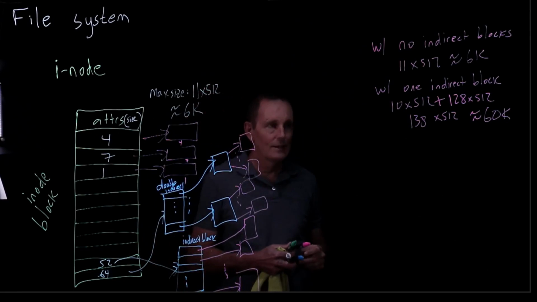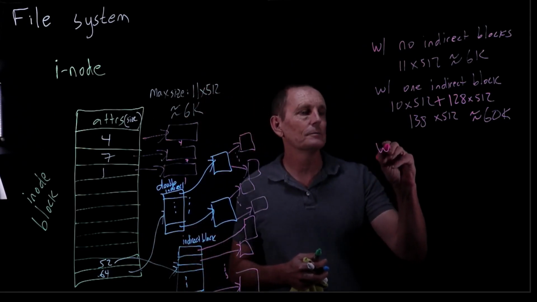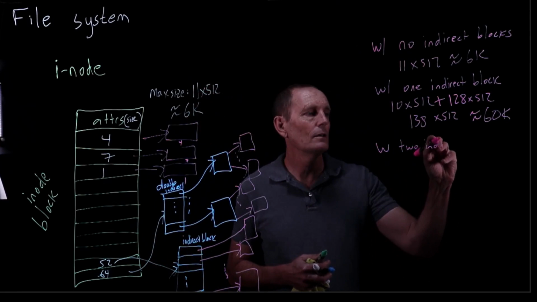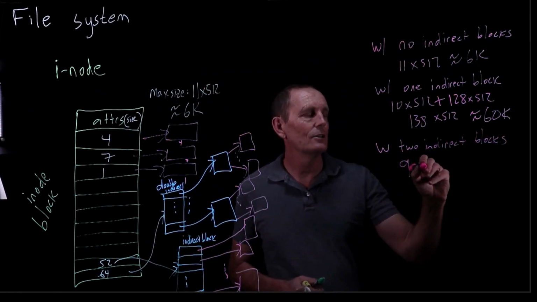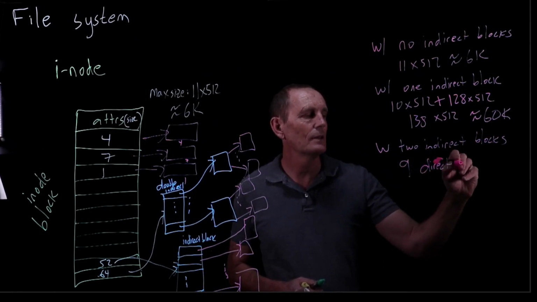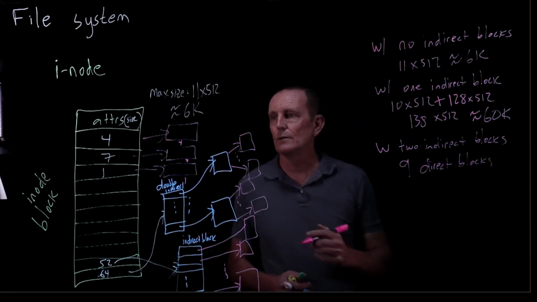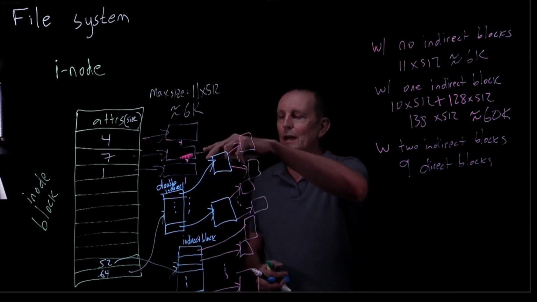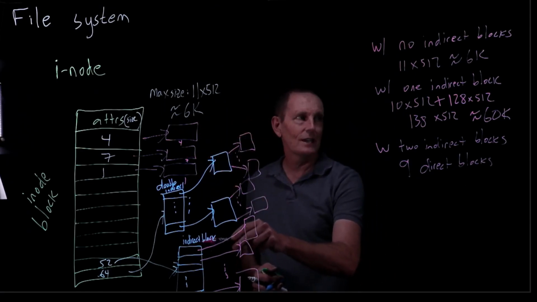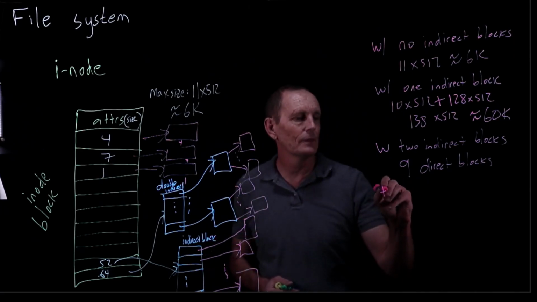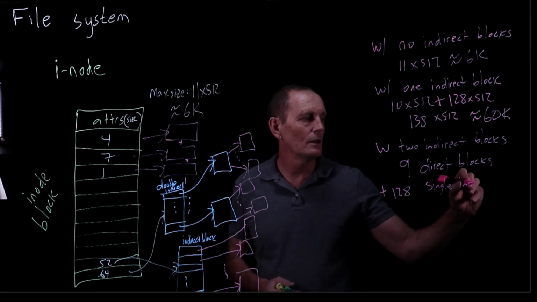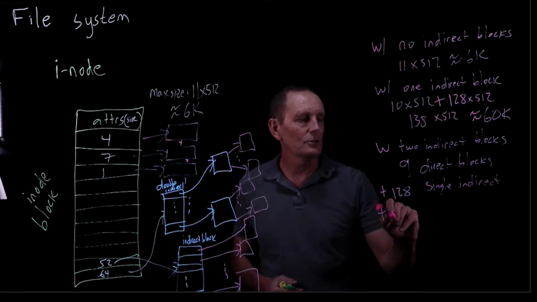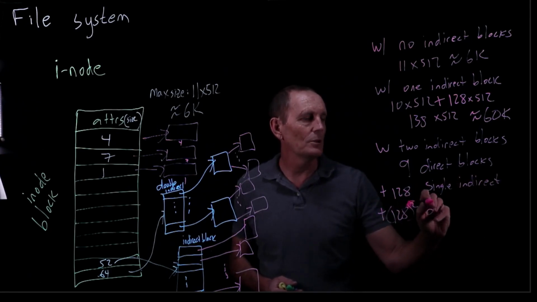All right, so in this case, what's the total number with 2 indirect blocks? We have 9 direct blocks, right, that we get to directly. And then we decided this was 128 indirect. And then plus 128 squared, doubly indirect.